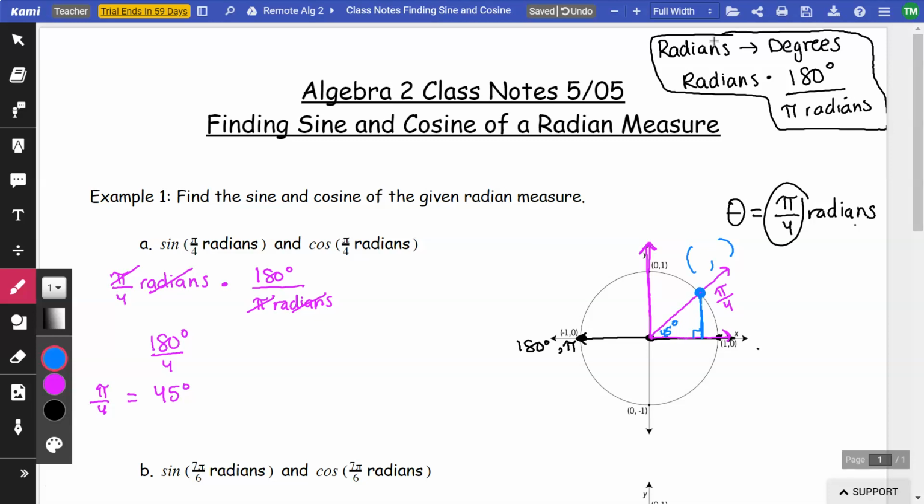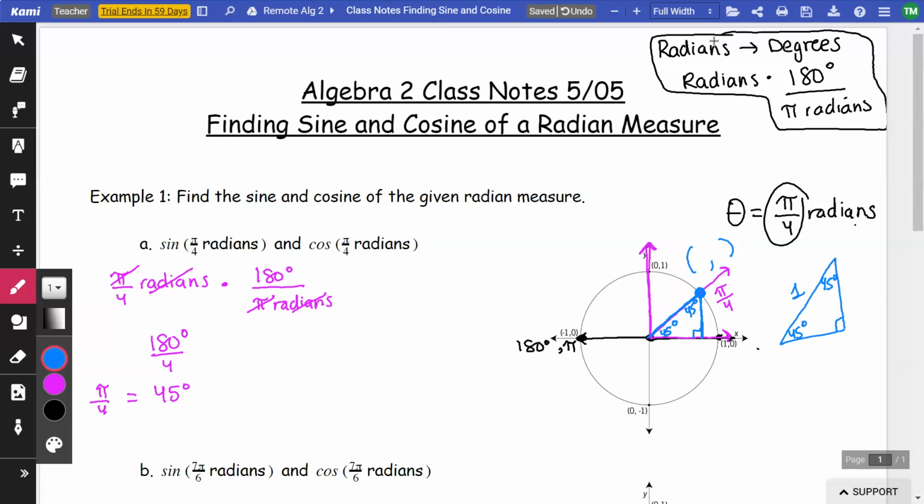Well, if this angle of the triangle is 45 degrees, this is 90, doesn't that mean this has to be 45 degrees as well? So we have a 45-45-90 degree triangle. What do we know the length of our hypotenuse is? Well, this is a unit circle, and the hypotenuse is the same length as the radius of our unit circle, so this would have to be 1.